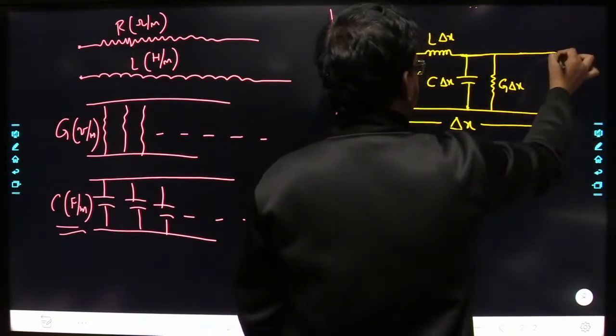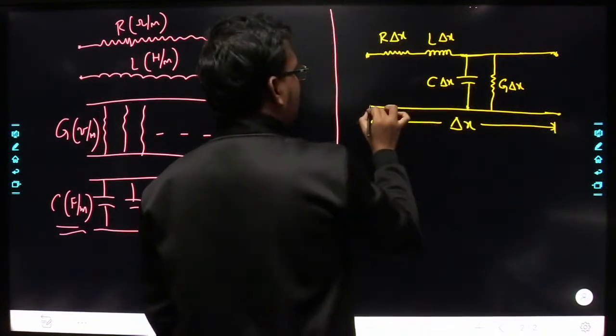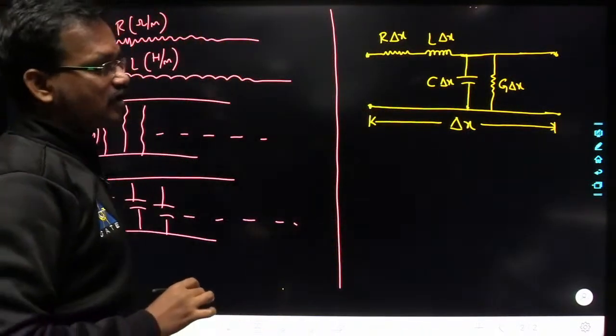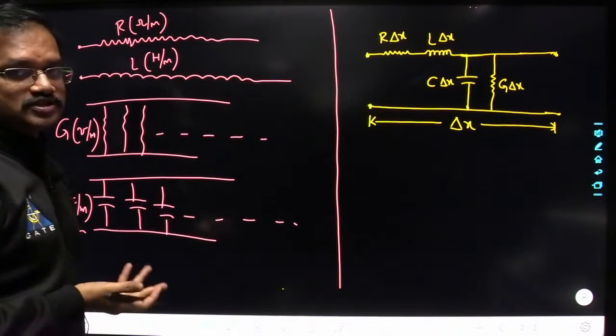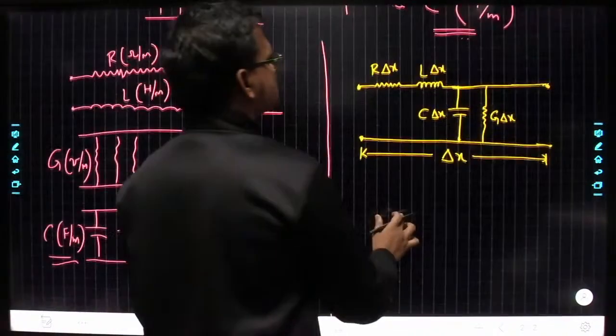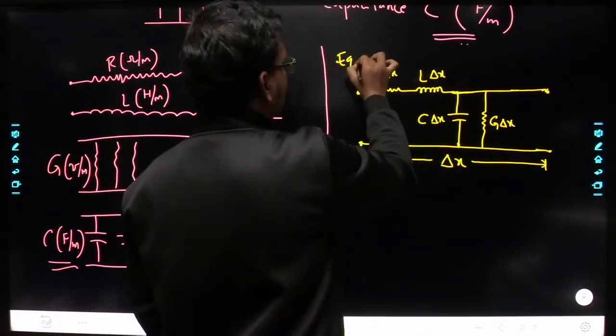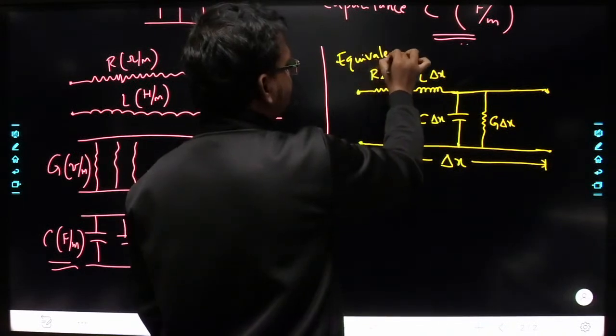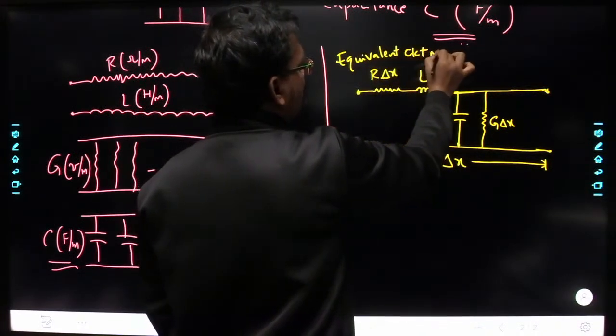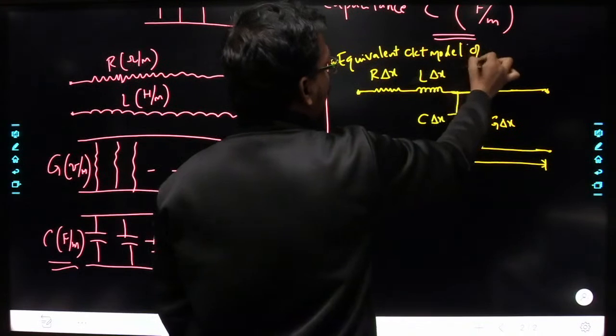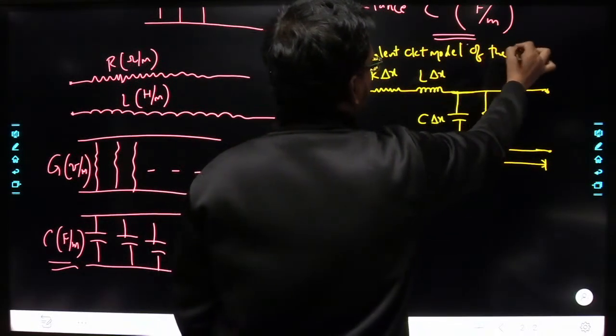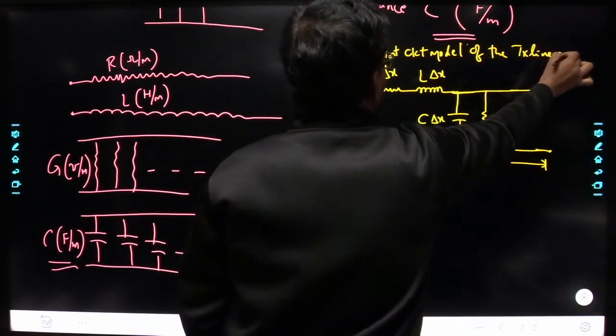So this is the equivalent model. This is the equivalent circuit model of the transmission line. Equivalent circuit model of the transmission line.